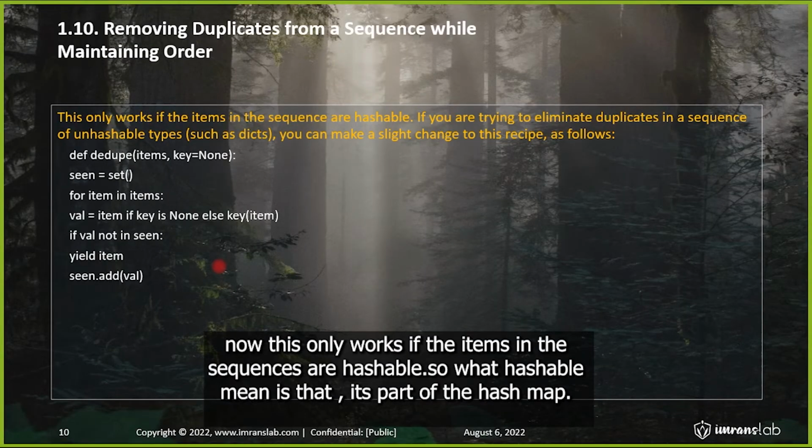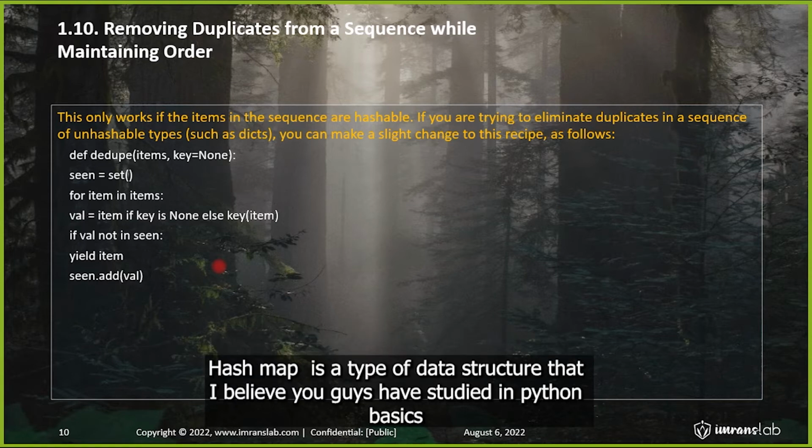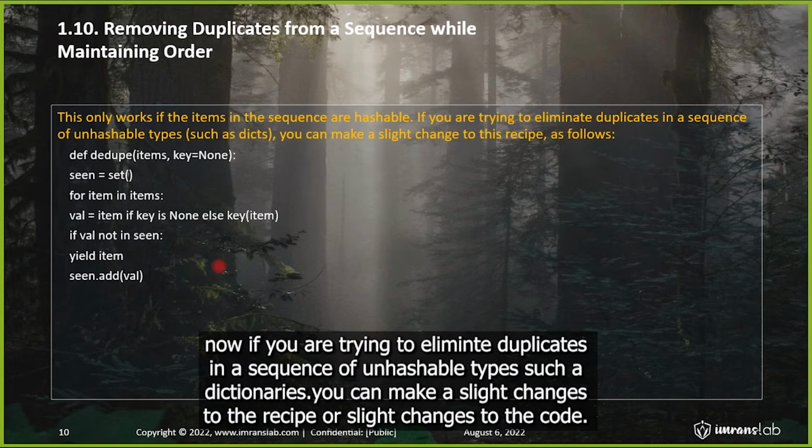Now, this only works if the items in the sequences are hashable. What hashable means is that it's part of a hash map. A hash map is a type of data structure that I believe you would have studied in Python basics. Now, if you are trying to eliminate the duplicates in a sequence of unhashable types, such as dictionaries, you can make slight changes to the recipe, or slight changes to the code.